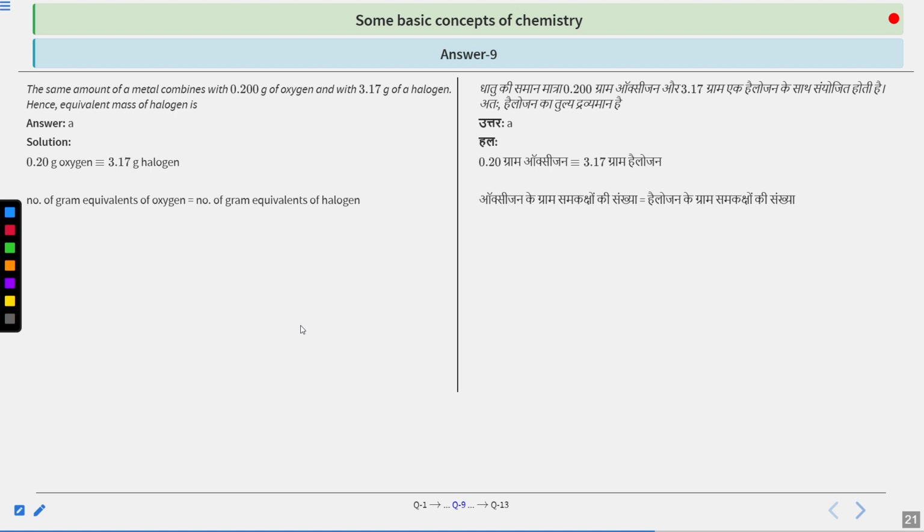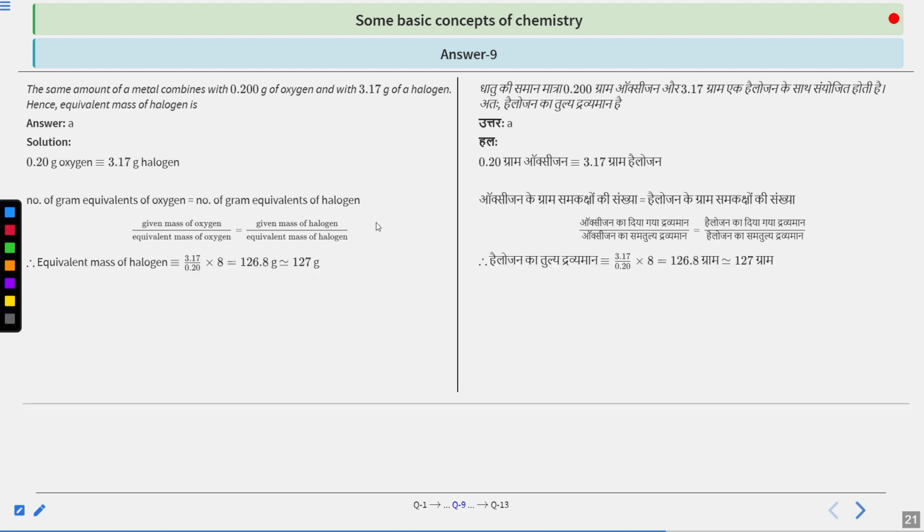Now, number of gram equivalents of oxygen is equal to number of gram equivalents of halogen, as I have said earlier. So, what will be the equivalent mass? Gram equivalents will be given mass by equivalent mass. So, we will substitute for both oxygen and halogen, and then we will get this equation. Putting the values, 3.17 by 0.20 multiplied by 8. Clear? So, this will give us 127 grams as your answer.